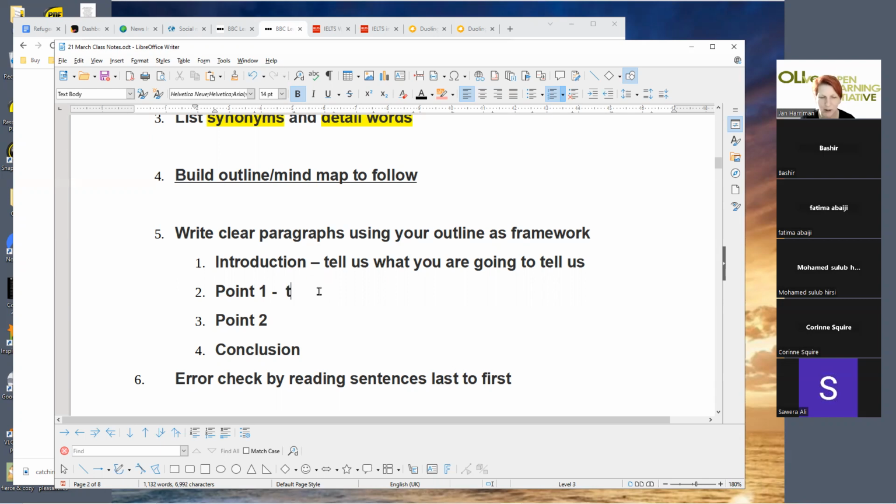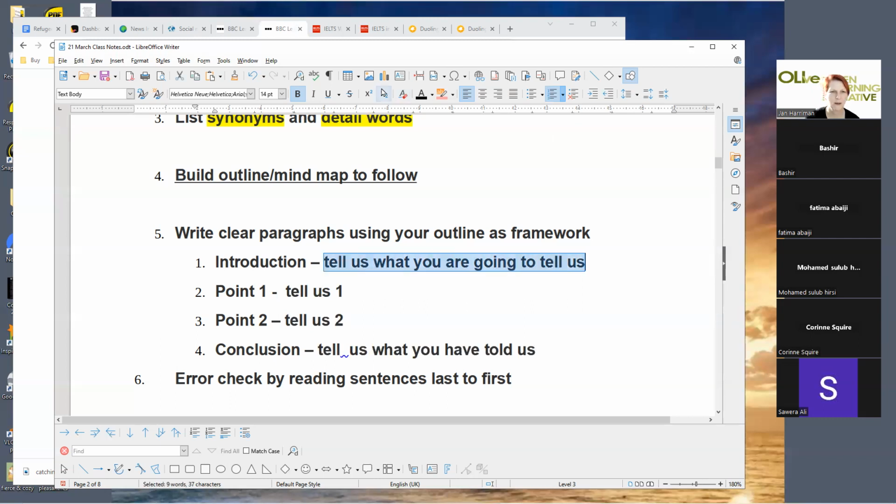After that, the next 2 or 3 paragraphs are quite simple. Tell us 1. Tell us 2, and then the conclusion is super easy, because there you tell us what you have told us. All right. So this is the magic formula to a perfect English essay.